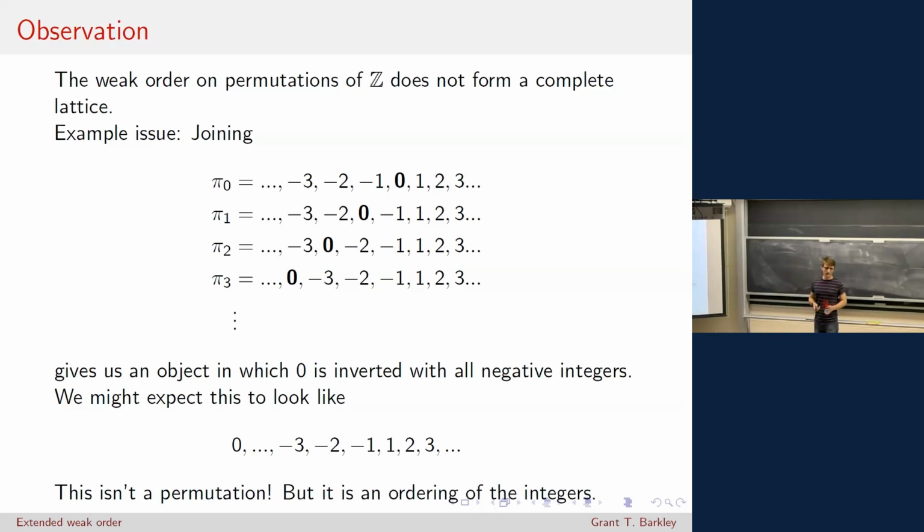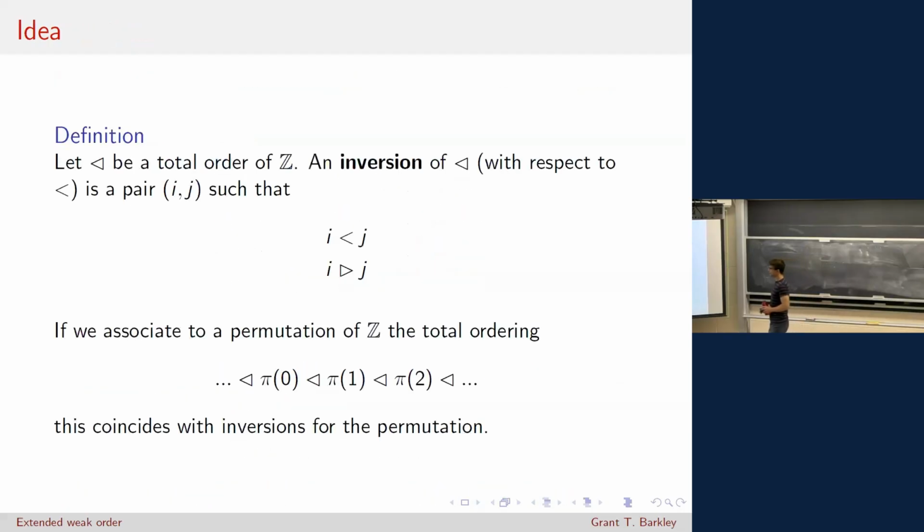But it is a way of ordering the integers. So it turns out, and this will be the answer, that the orderings of the integers are the biclosed sets for the S infinity. So how does this work?